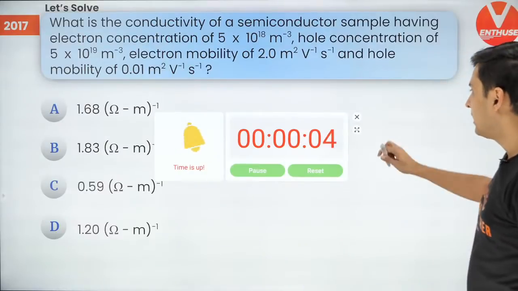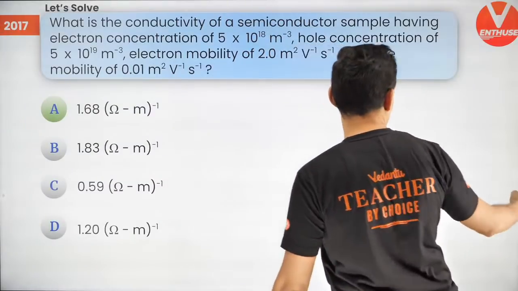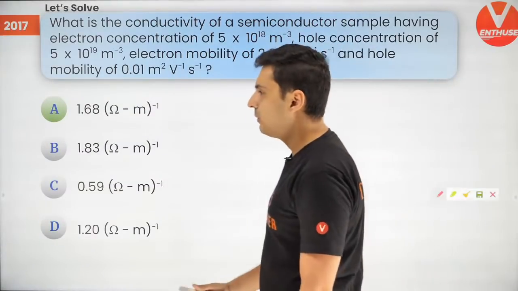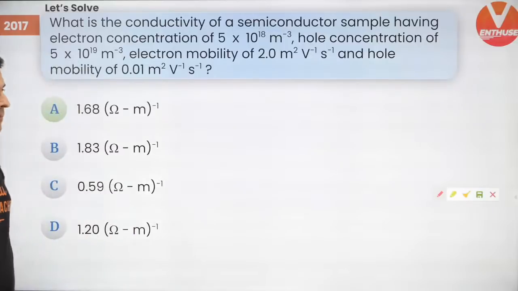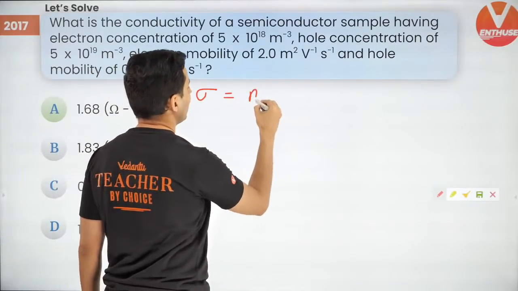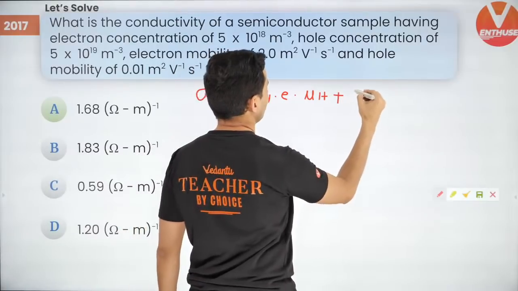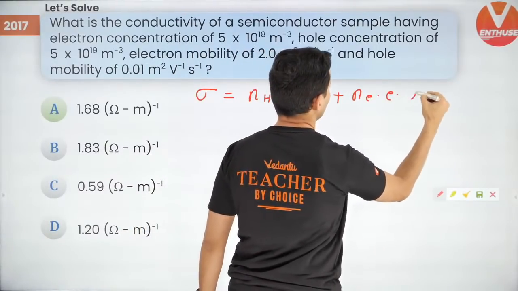Tan, tan, tadan. The answer is A. And I'll tell you why it is A. Because you have to just use the formula. And what is our formula, guys? It's very simple. So, sigma is nothing but, I just told you, sigma is nothing but N_H e mu_H plus N_E e mu_E.